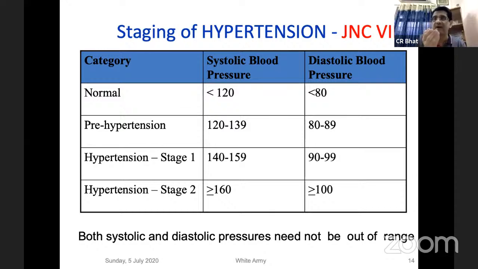So whichever the higher value I take, it is stage 1 hypertension if it is persistent for a long time. The same way, if the patient has 130 by 100, now we know the diastolic blood pressure is the higher value, a higher stage than the systolic blood pressure. So I take stage 2 hypertension because the diastolic blood pressure is 110. So both systolic and diastolic need to be considered for the staging of the hypertension. Whichever is the highest, you consider that stage.